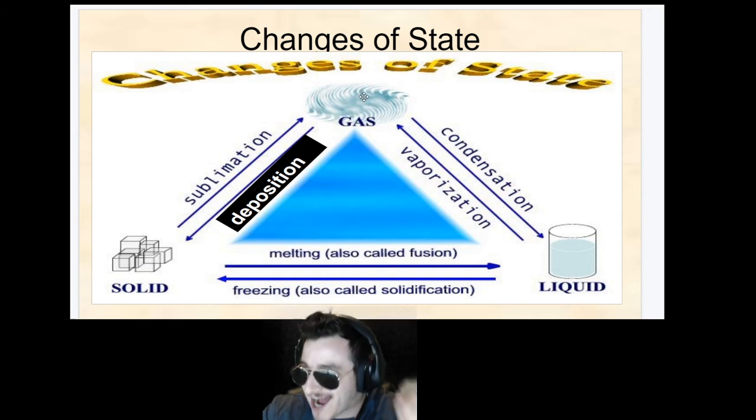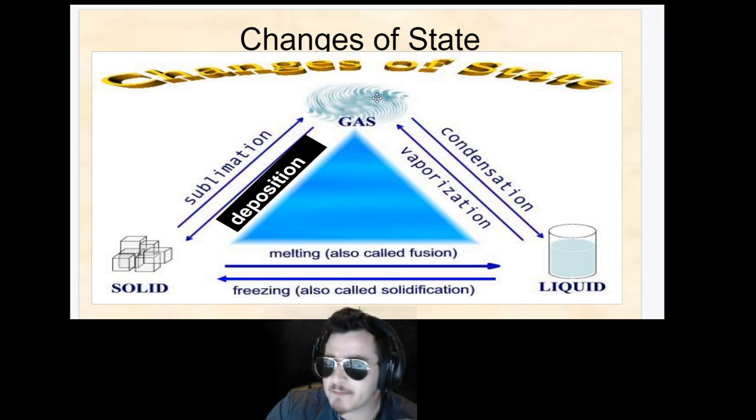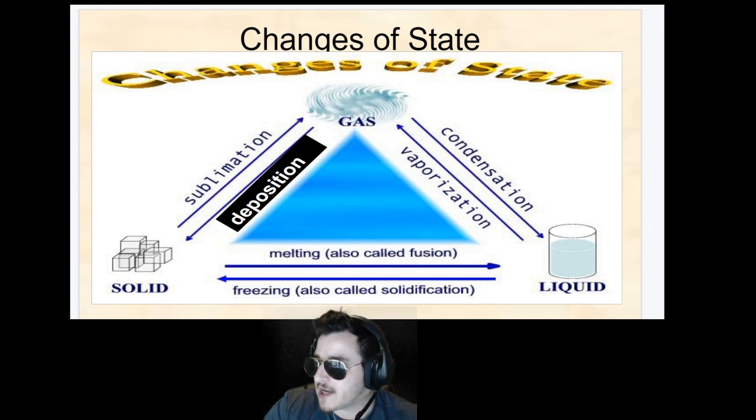Well, that's condensation, right? But did you know that you could go from solid to gas or gas to solid, skipping the liquid phase entirely? That's crazy talk. Well, the term for that is sublimation when you're going from solid to gas. And if you're going from gas to solid, it's called deposition.